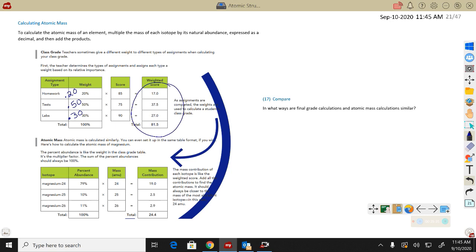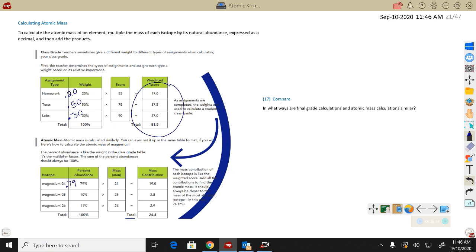And we do the exact same thing with isotope calculations. So here's an example with magnesium. Magnesium exists as 3 isotopes. There's mass 24, 25, and 26. Okay, so then it gives us the abundance in nature. We would plug this in our calculator as 0.79 times 24, the mass. And then we get this mass contribution, 19.